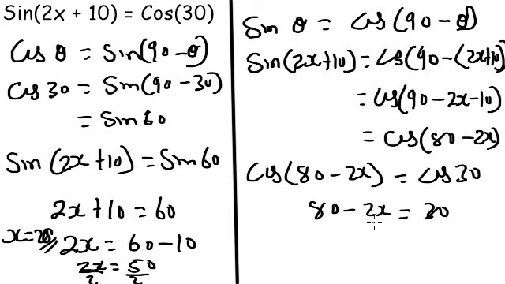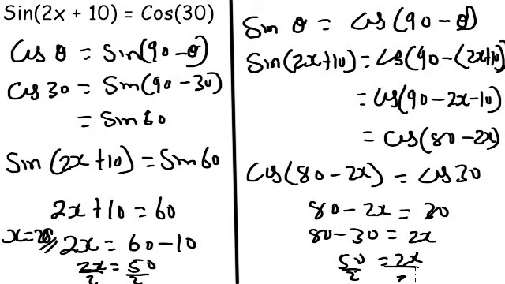And the goal is to solve for x. What if I bring 2x to this side and take 30 to that side? Then we should end up with 80 minus 30 to be equals to 2x, and 50 equals 2x. Dividing 50 by 2 will result in x to be equals to 25. And we have our final answer. As you can see, we end up with the same thing. And that is how to deal with problems involving trigonometric ratio of complementary angles. Hopefully you found that helpful.